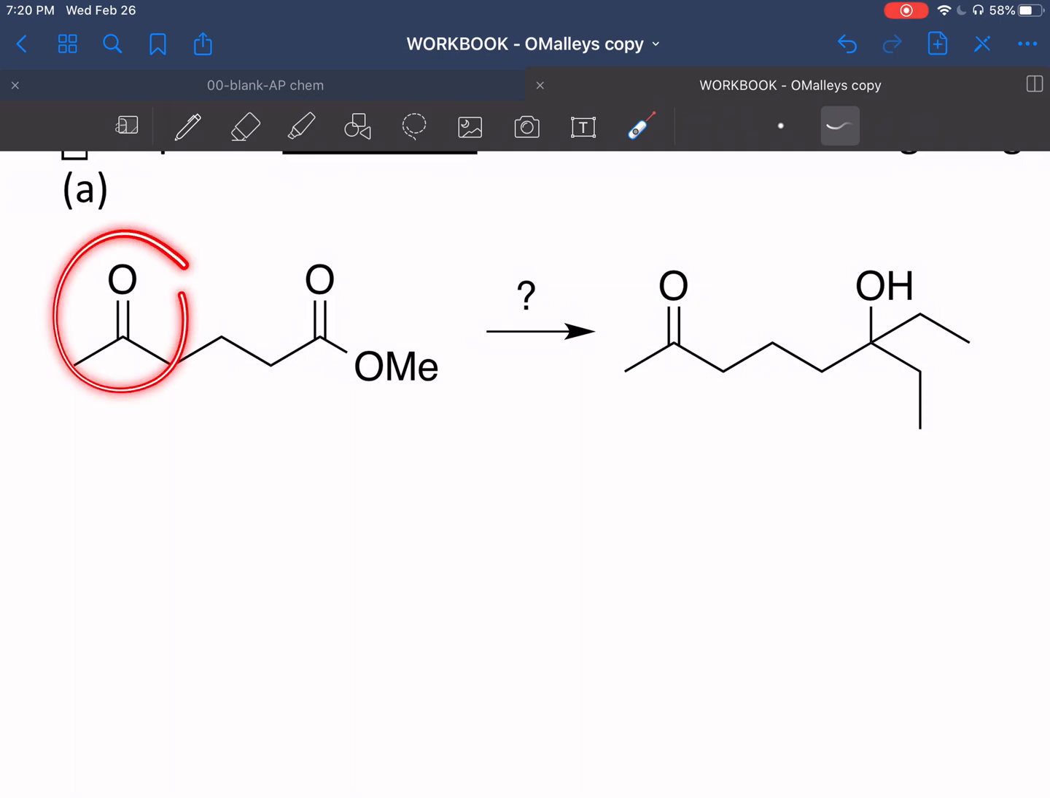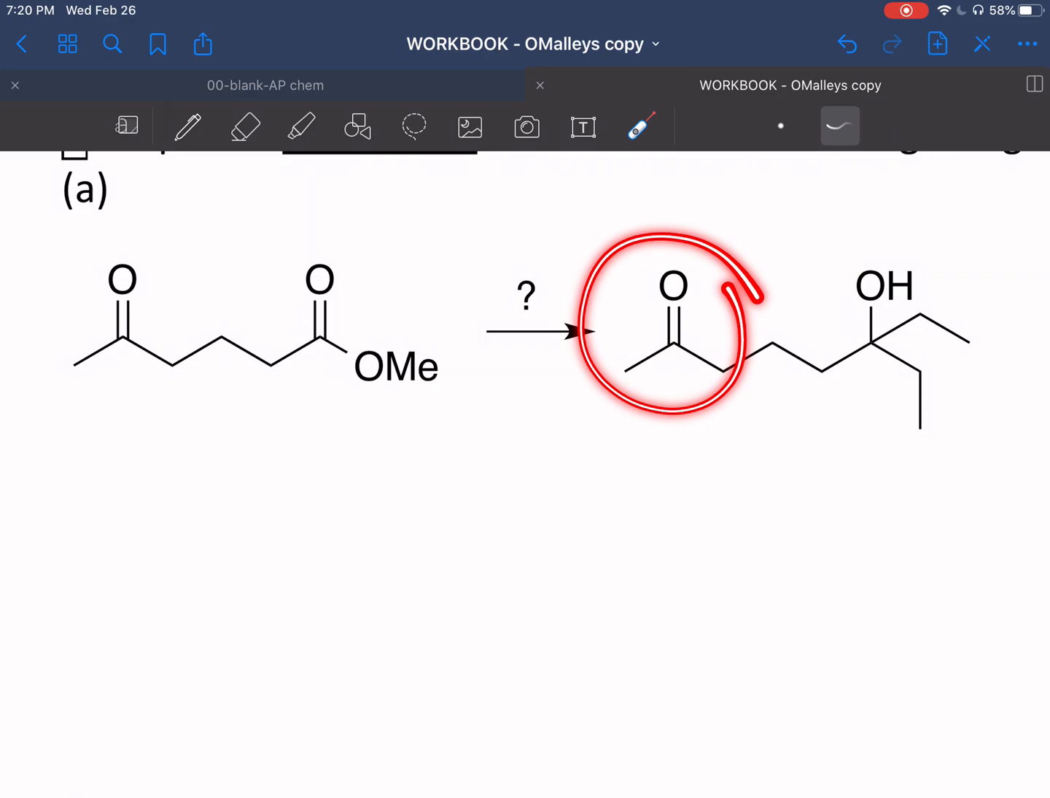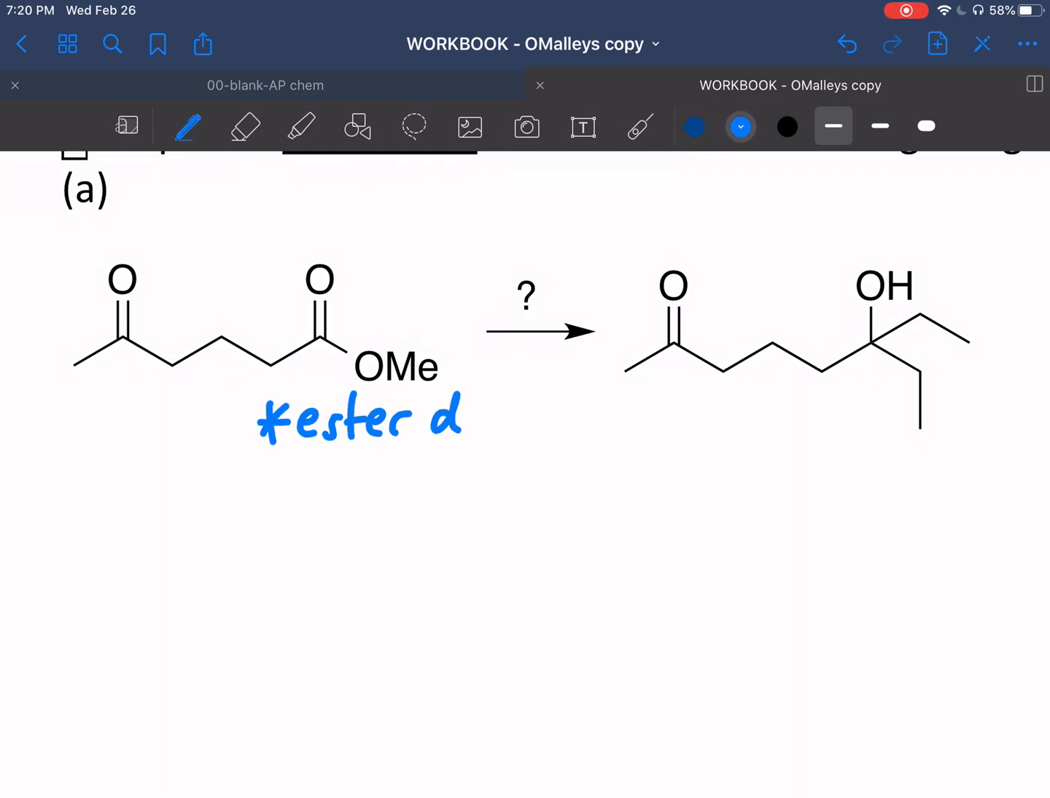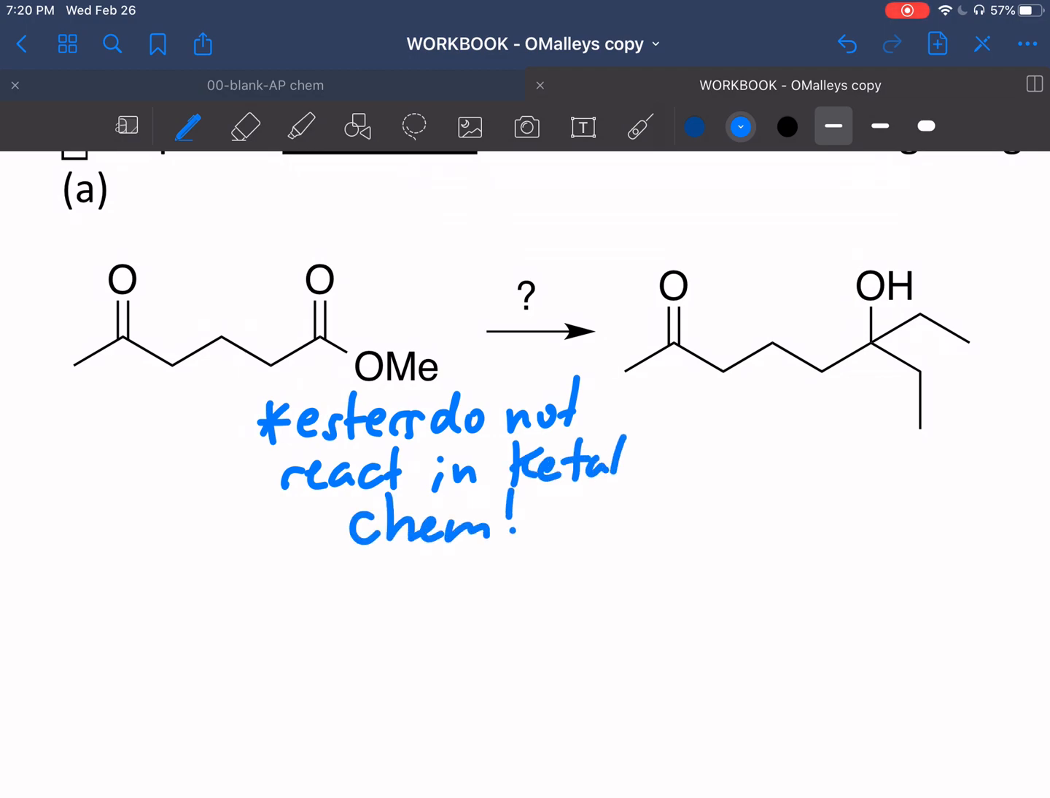So here we have a ketone and an ester in the same molecule. We want the ketone to be left untouched, and we want the ester to turn into a tertiary alcohol. It's important to note that esters do not react in ketal chemistry. And that's good, because what that means is we can protect the ketone as a ketal, do some functionalization of the ester, turn it into an alcohol, and then deprotect the ketal back into a ketone.